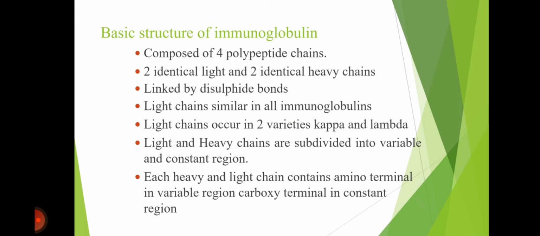The basic structure of immunoglobulins: it is composed of 4 polypeptide chains, 2 identical light and 2 identical heavy chains, linked by disulfide bonds. The light chain is similar in all the immunoglobulins. The light chain occurs in 2 varieties, that is kappa and lambda. The light and heavy chains are subdivided into variable and constant regions, and each heavy and light chain contains amino terminal in the variable region and carboxy terminal in the constant region.